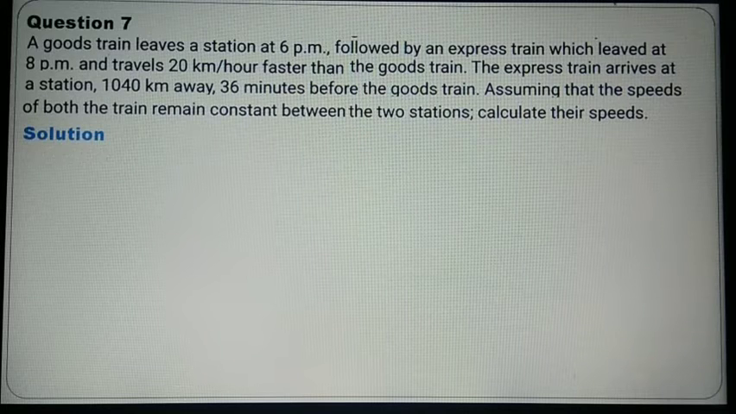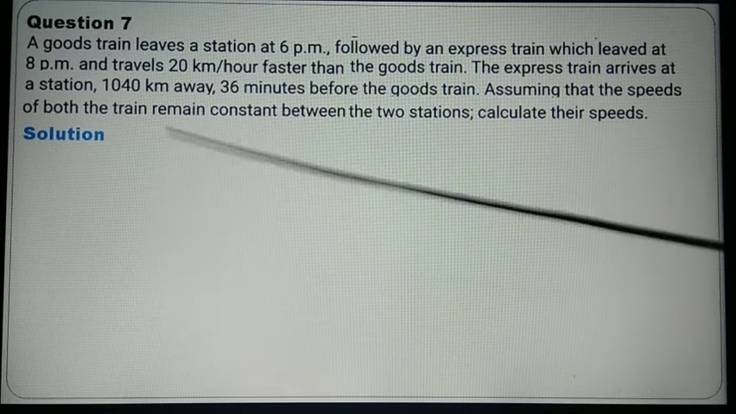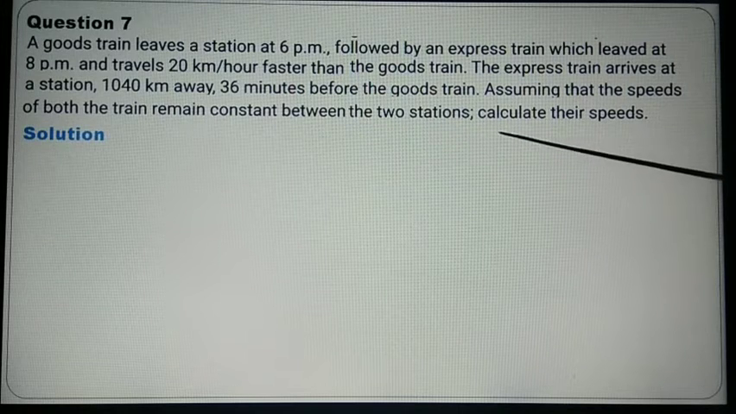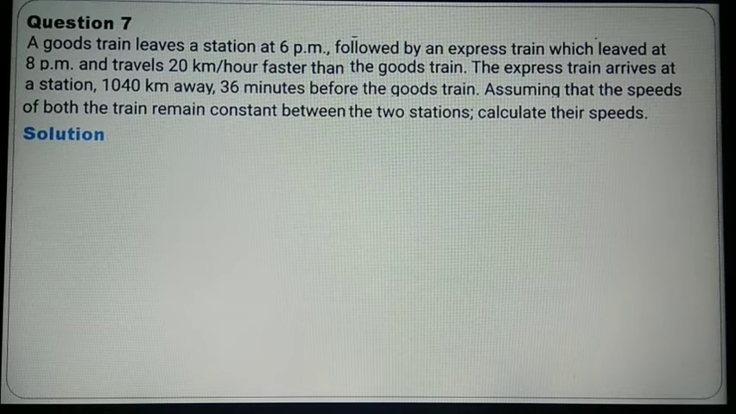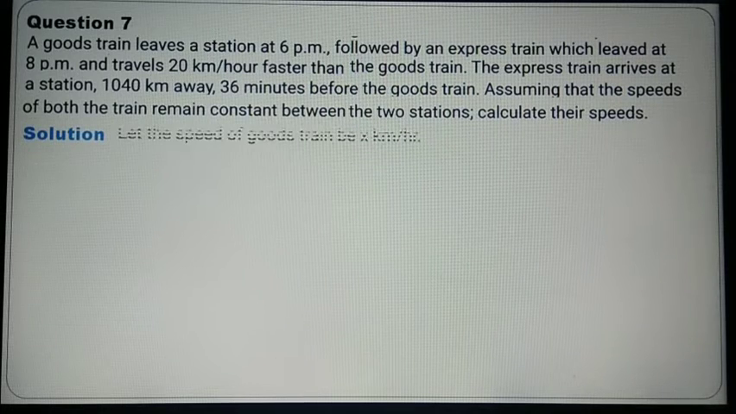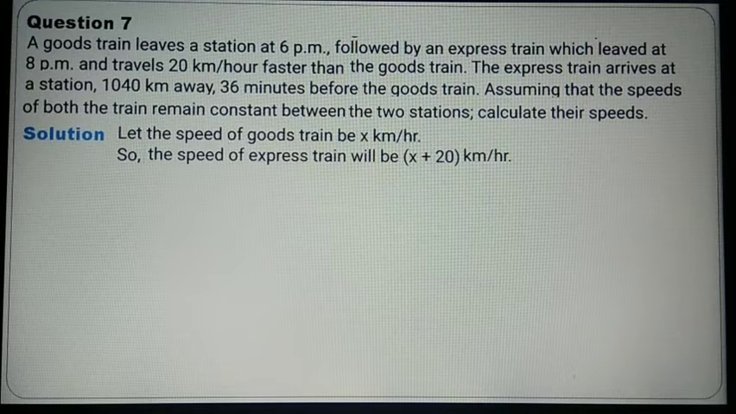Okay, and here what is happening? Here the express train is reaching earlier to that station by 36 minutes. Okay, so assuming that the speeds of the both train remain constant between the two stations, we need to calculate their speeds. Hope the problem is clear to you. So let's begin. So let me call the speed of the goods train to be x kilometer per hour. Okay, then what will be the speed covered by the express train? It's going to be 20 more, so that's why it's going to be x plus 20. Okay, so it's going to be x plus 20 kilometer per hour.